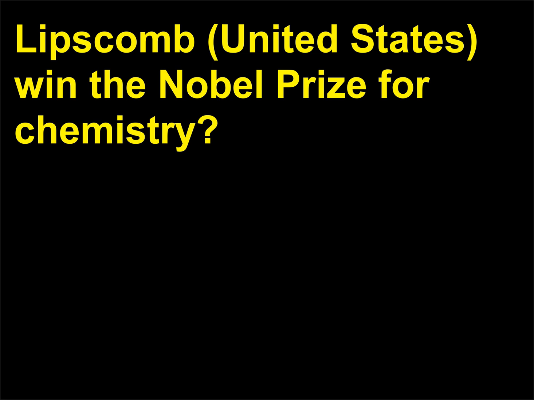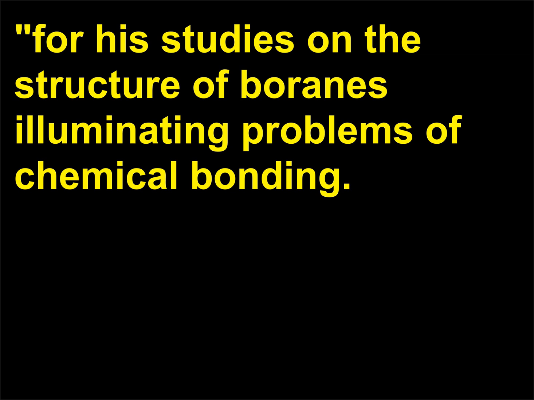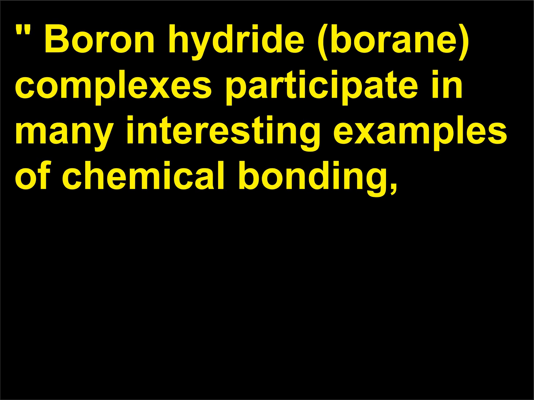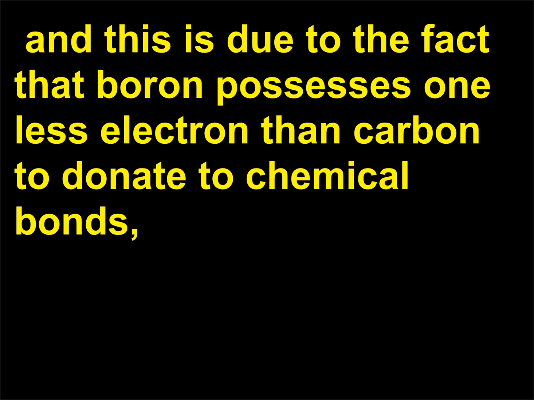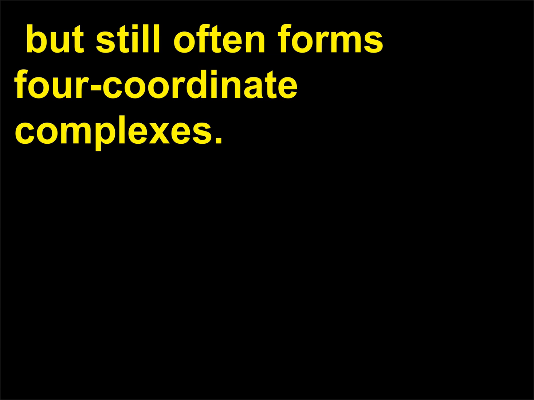Why did Lipscomb, United States, win the Nobel Prize for Chemistry? For his studies on the structure of boranes illuminating problems of chemical bonding. Boron hydride, borane, complexes participate in many interesting examples of chemical bonding. And this is due to the fact that boron possesses one less electron than carbon to donate to chemical bonds, but still often forms 4 coordinate complexes.